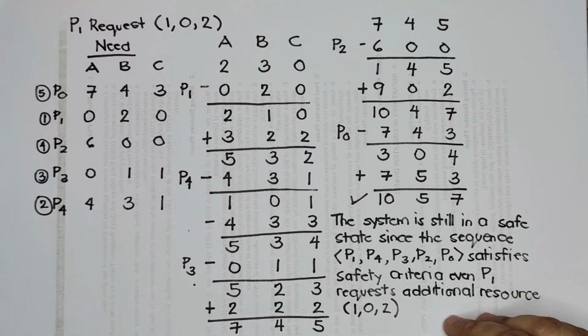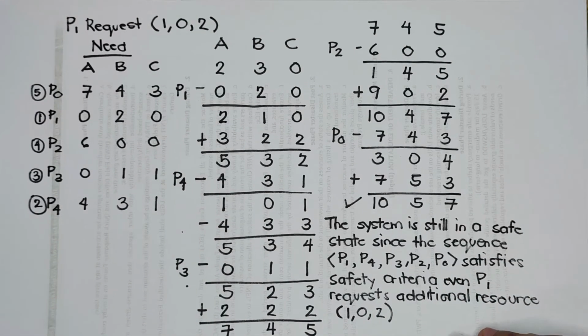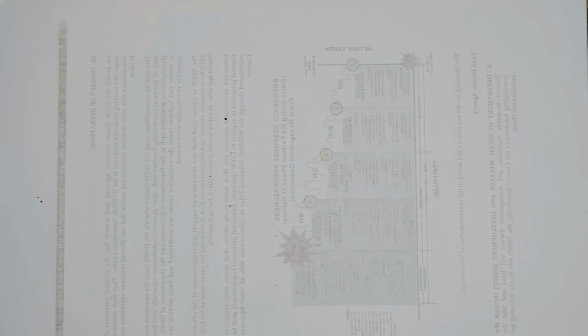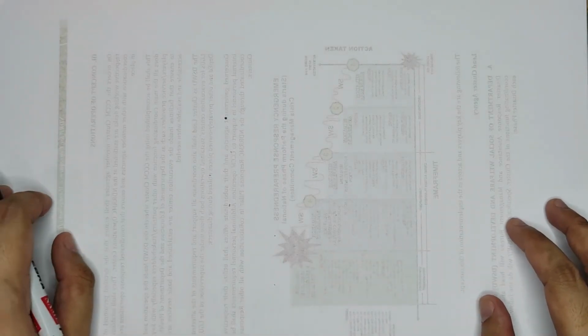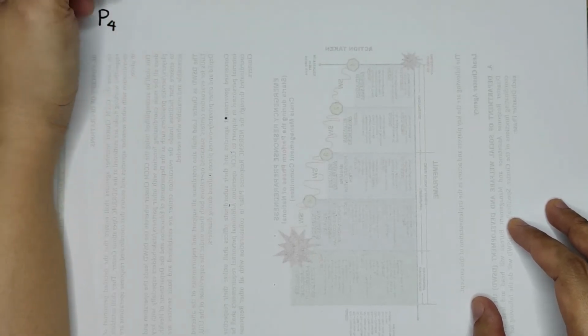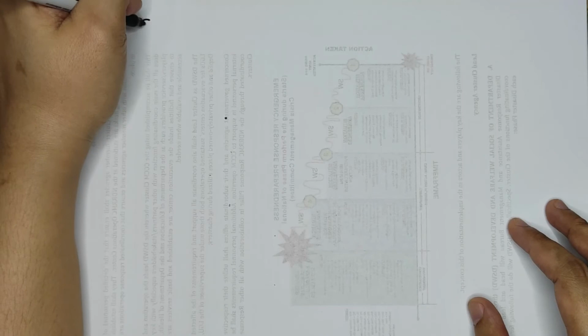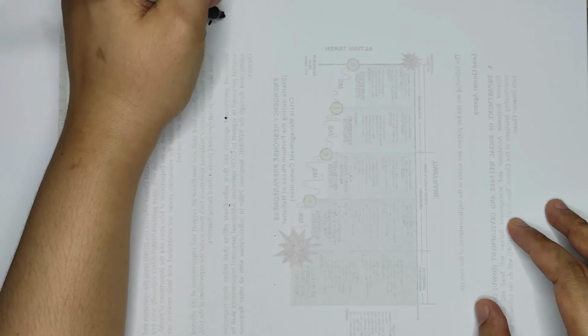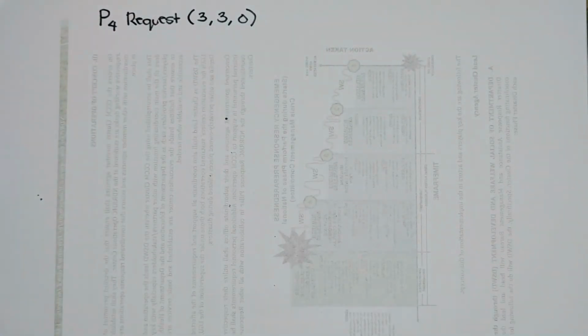Okay, there is also another question. So, can the request of P sub 4, which is 3, 3, 0, be granted after you've already granted P sub 1's request, which is 1, 0, 2. So, to answer the question, P sub 4 requests, what? We have 3, 3, 0. Okay, can the request be granted?